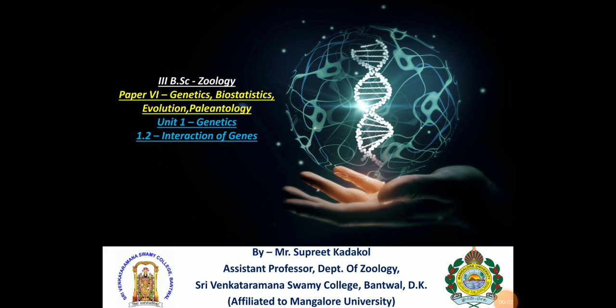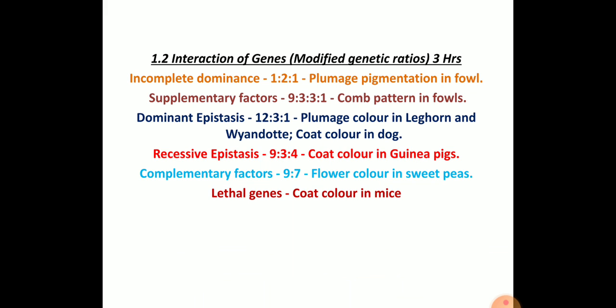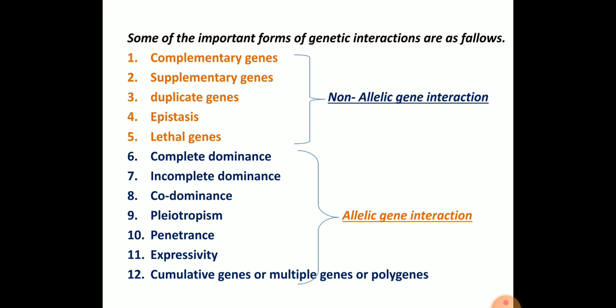Hello everyone. In this session we are going to discuss interaction of genes, which comes under paper 6, that is genetics, biostatistics, evolution and paleontology. Under this topic we have already covered the different types of interaction which come under non-allelic gene interaction. Today in this session we will mainly concentrate on allelic gene interaction.